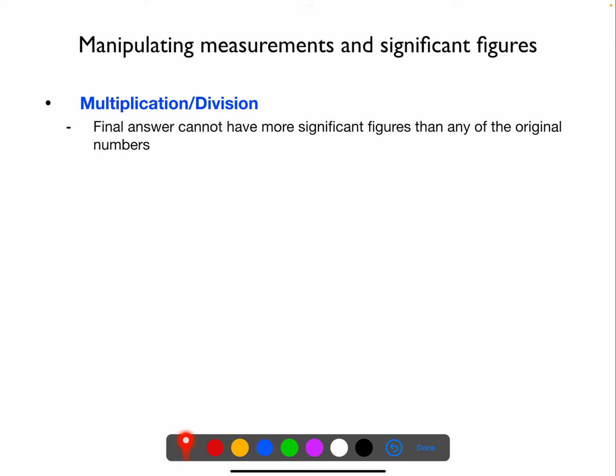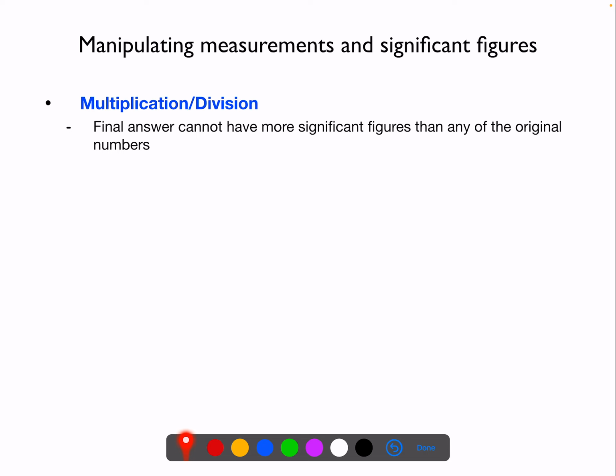Our second rule is dealing with multiplication and division. And this is probably the one we'll see more often. And this one is simply, your final answer cannot have more significant figures than any of the original numbers. So this is just counting the total number of significant figures, not worrying about where a decimal may be.